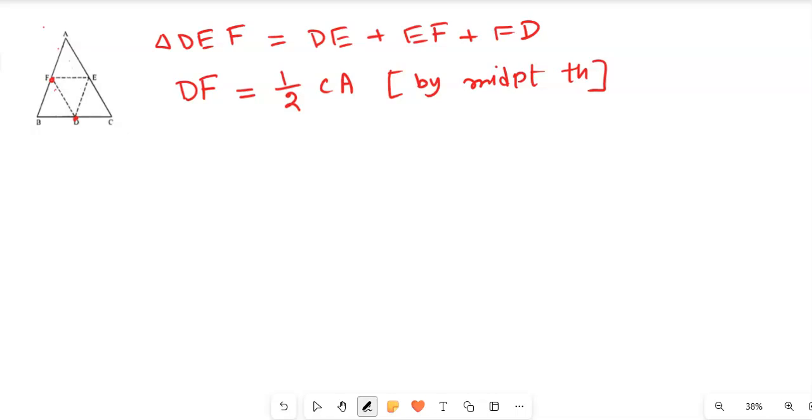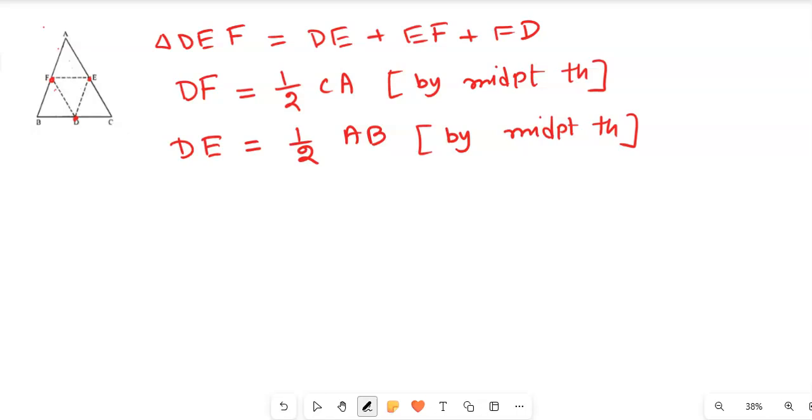And D is the midpoint of BC and E is the midpoint of AC. So D and E are the midpoints of the sides BC and AC. So the line joining these midpoints, that is DE, that is half of AB by midpoint theorem. And E and F are the midpoints of the sides AC and AB. Therefore, the line joining these midpoints EF is equal to half of BC by midpoint theorem.